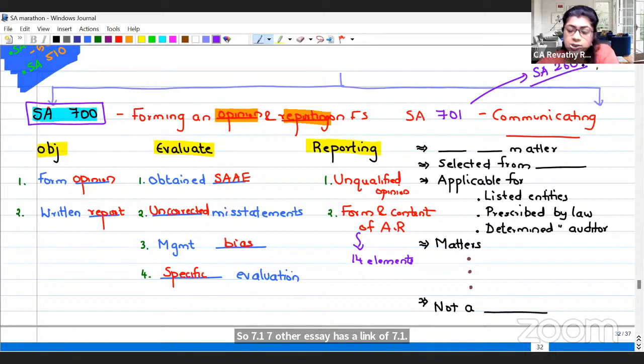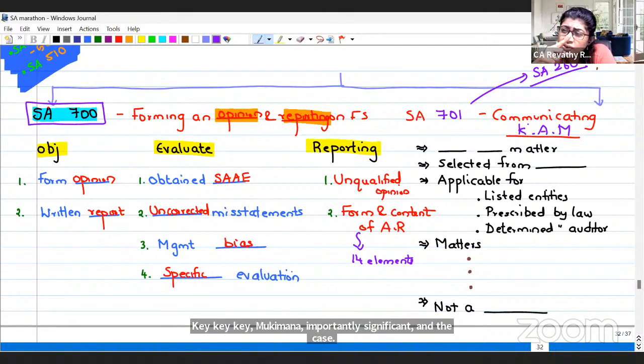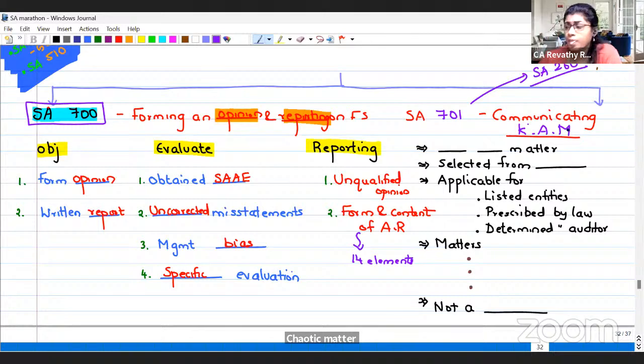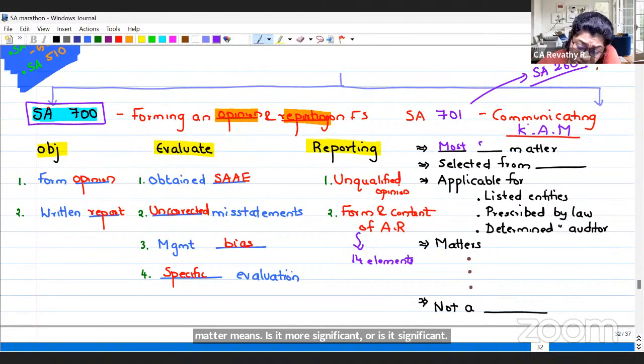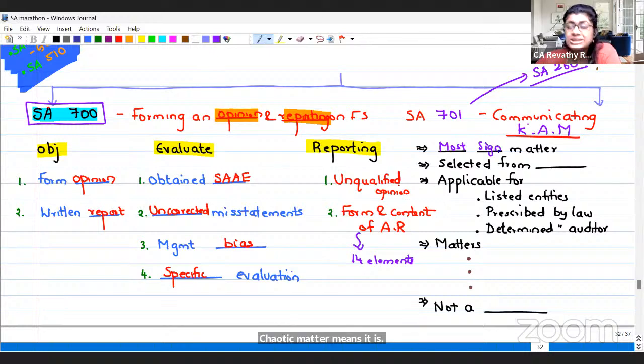Earlier we discussed SA 260. Communicating key audit matters. Key means important, significant. Key audit matter means, is it more significant or is it significant? Key audit matter means it is the most significant matter selected from the TCWG matters in SA 260.